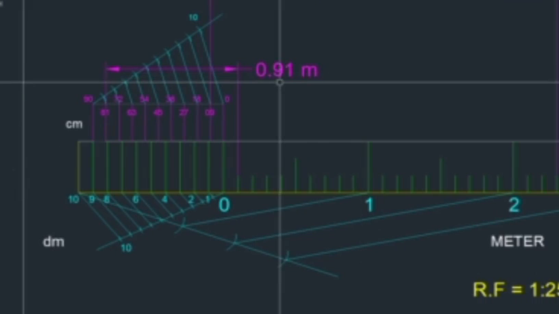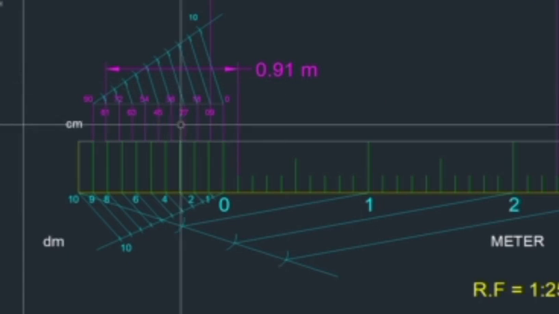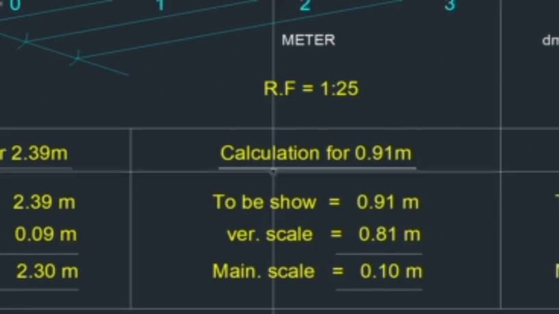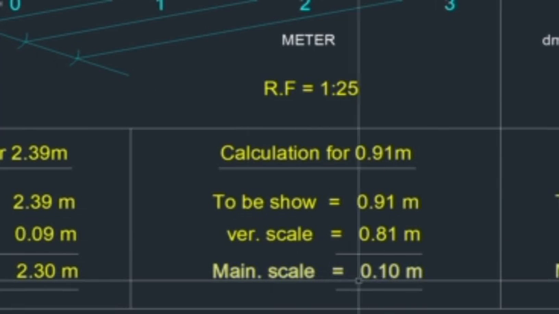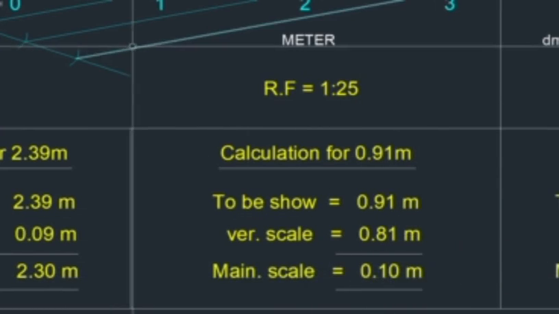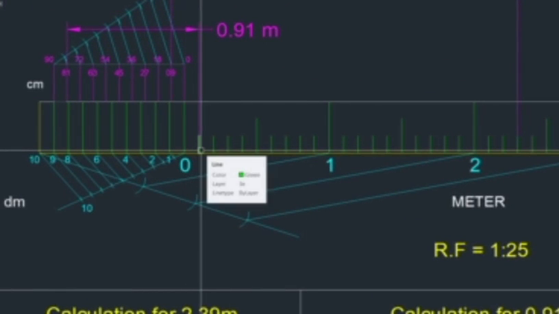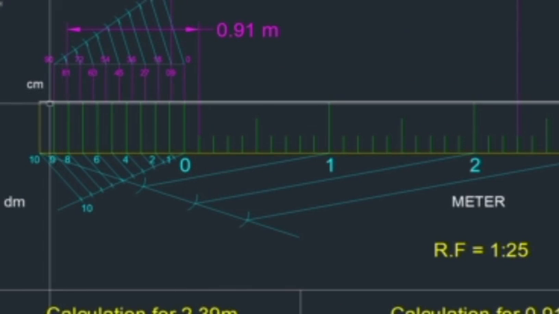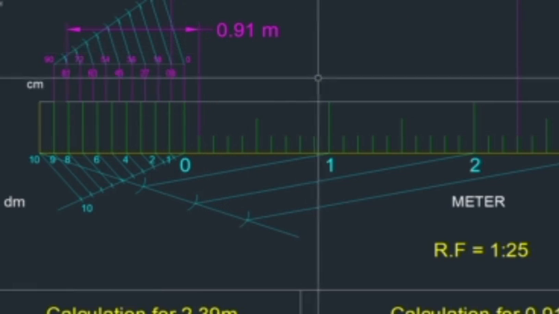How to find out this 0.91? Here I need 1. Where am I getting it here? Only at 0.81 I am getting it here. So 0.91 minus the Vernier scale division of 0.81, you will have to show in the main scale 0.1. So from here I am taking 0.1. Here this is nothing but 0.81. 0.81 plus 0.10 will give you 0.91.